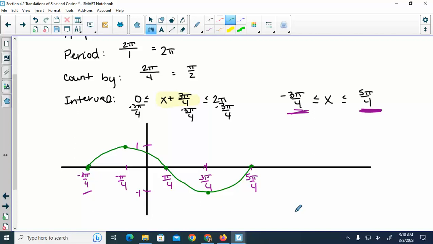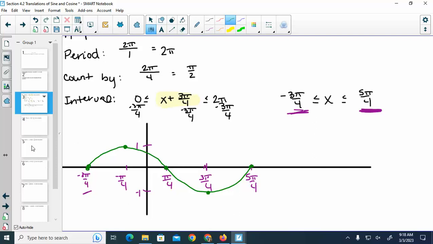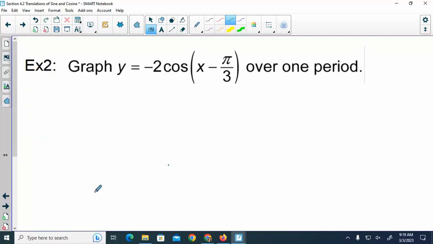Is that one alright? Let's do one more and then I'll stop. So the interval, you could do it anytime, but you have to do it if you have something added or subtracted with your x.